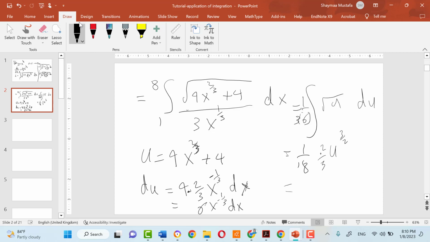Now in terms of x, you can rewrite it in terms of x again and then substitute from 1 to 8. Then you can find the answer. You can continue to find the answer.